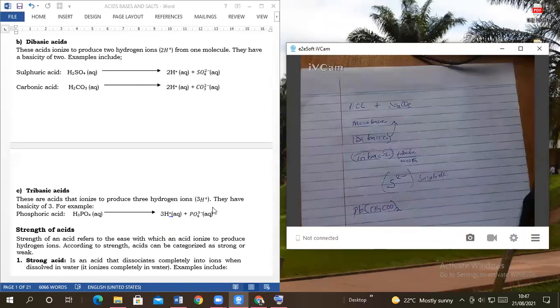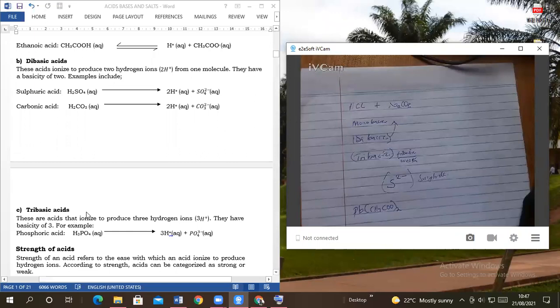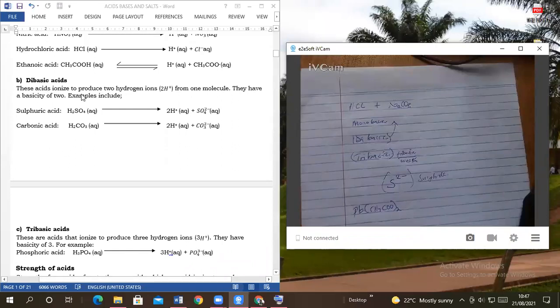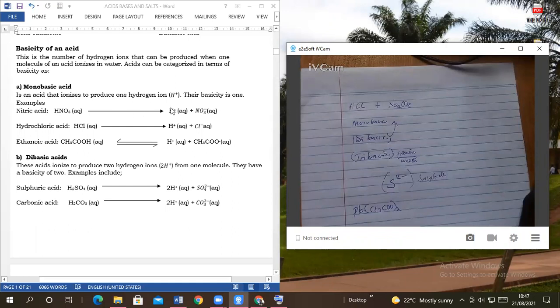When you are writing ionic equations and you write phosphoric acid, you will find that it is hydrogen ions and phosphate ions. I gave you all these ions when we were forming equations, so make sure you know how to write them. If they say tribasic acids, these are acids that ionize to produce 3 hydrogen ions. If they say dibasic, they ionize in water to produce 2 hydrogen ions from 1 molecule. Then when they say mono, they produce 1.